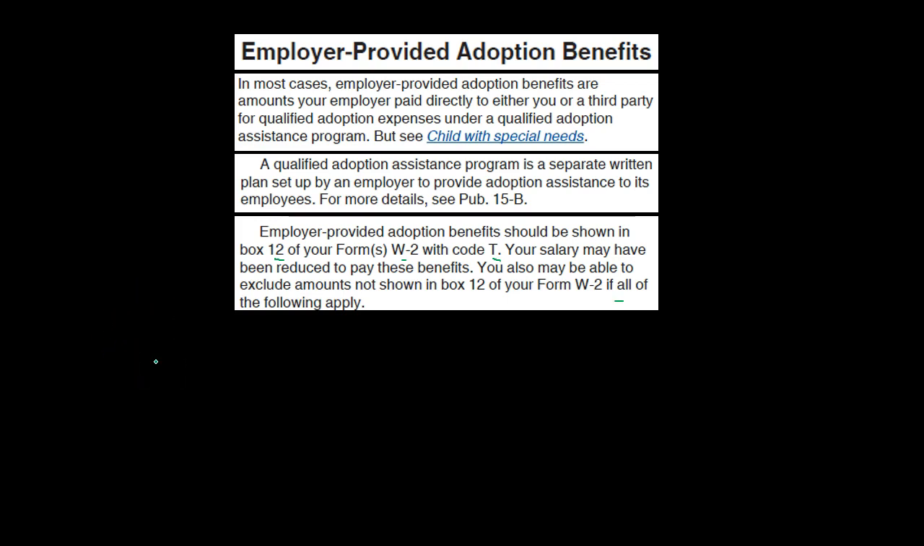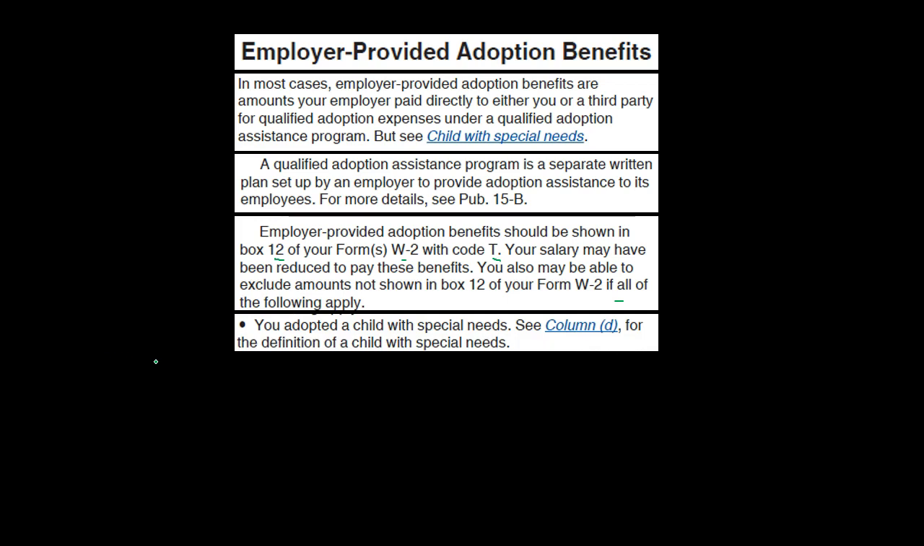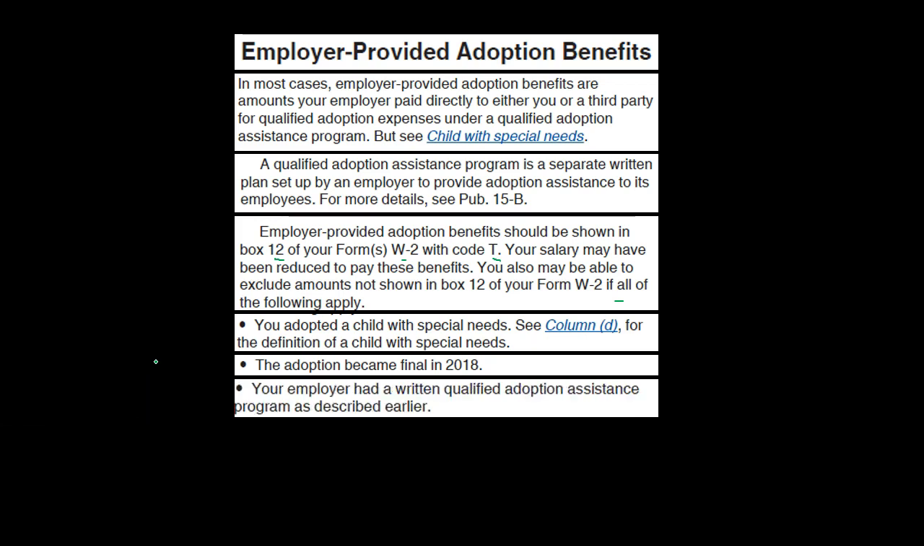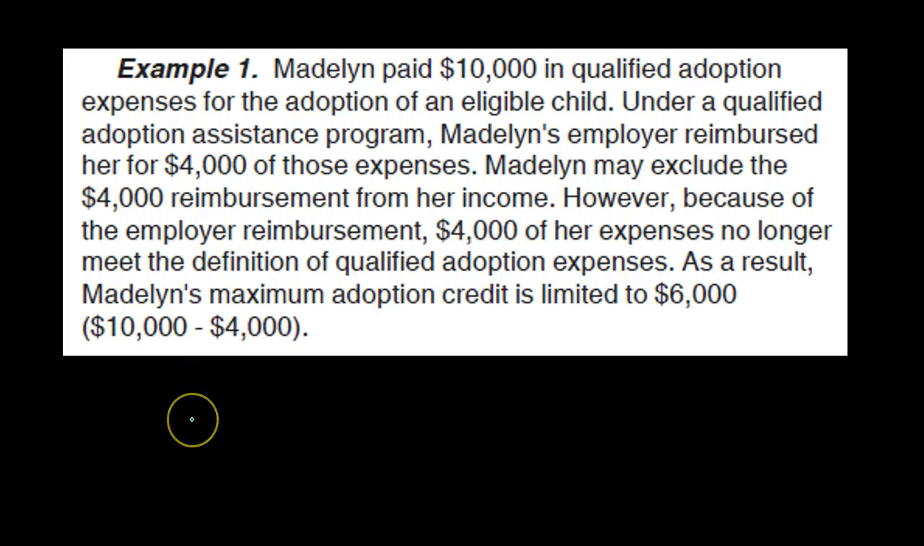Back to the text. You also may be able to exclude amounts not shown in box 12 of your Form W-2 if all the following apply. First item, you adopt a child with special needs. Second item, the adoption became final in 2018. Last item, your employer had a written qualified adoption assistance program as described earlier. The following examples help illustrate how qualified adoption expenses and employer-provided adoption benefits apply to the maximum adoption credit allowed. So let's take a look at some examples.